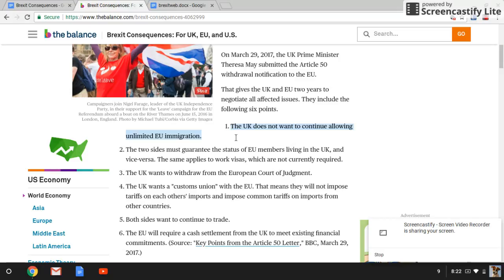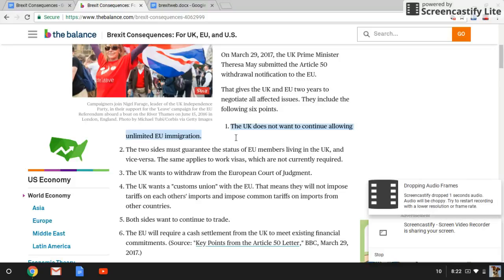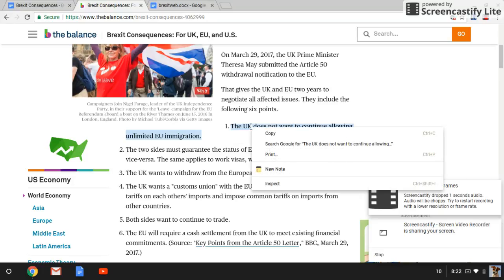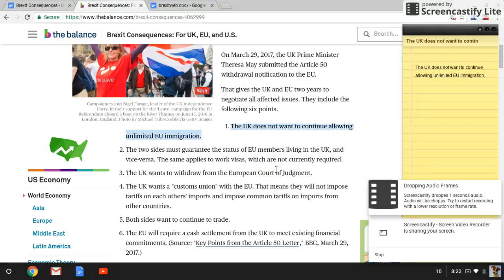So, for example, the UK does not want to continue allowing unlimited European Union immigration. That's a pretty straightforward sentence. Very straightforward. So the student will highlight it, right-click, add a note, and for the purposes of this class, if you understand something completely, we are going to underline it. So they see that they understand this, they highlight it in the note, and underline it.